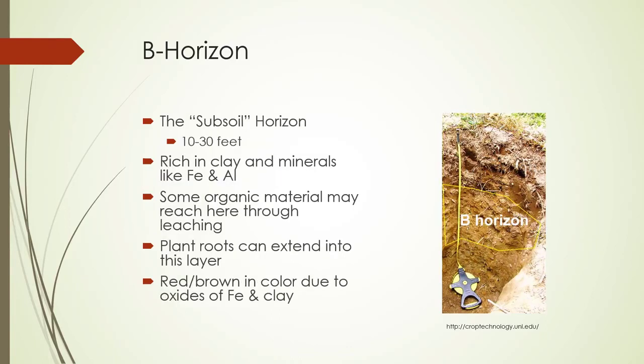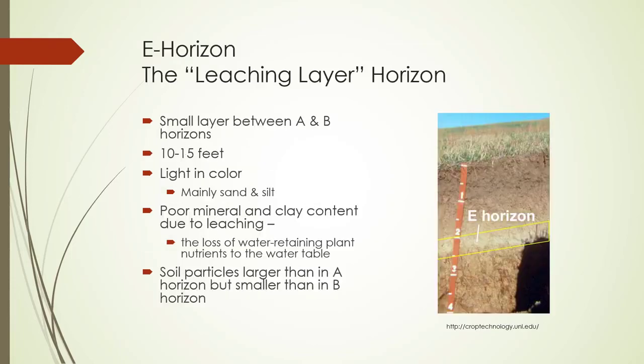Okay, the B horizon is the subsoil horizon. It can be 10 to 30 feet deep, and it's very rich in clay and minerals such as iron and aluminum. You may get some organic material that reaches here through leaching. Some plant roots may be down there. And if you've got red and brown color, that's due to oxides of iron and clay, and that would be a well oxygenated soil, not very common in our particular area.